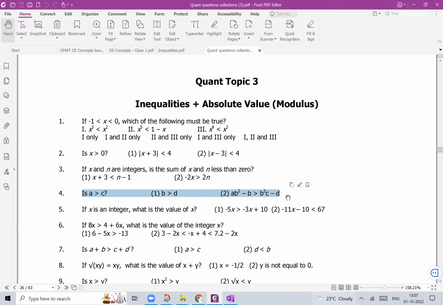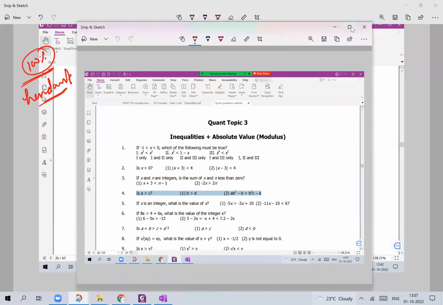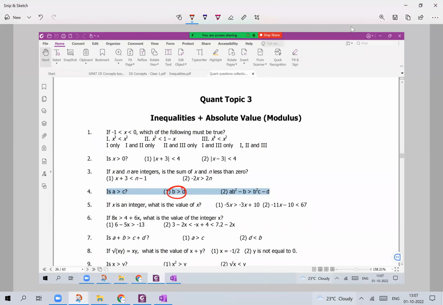No, I mean, I combined both the options. One second. So you combined what? It's option number 2, what you did. Option A is not sufficient at all. B is also not sufficient. So I combined option A and 2. Okay, so I got a b square minus b square c minus b plus d greater than 0. And then below I've taken option 1, b minus d.